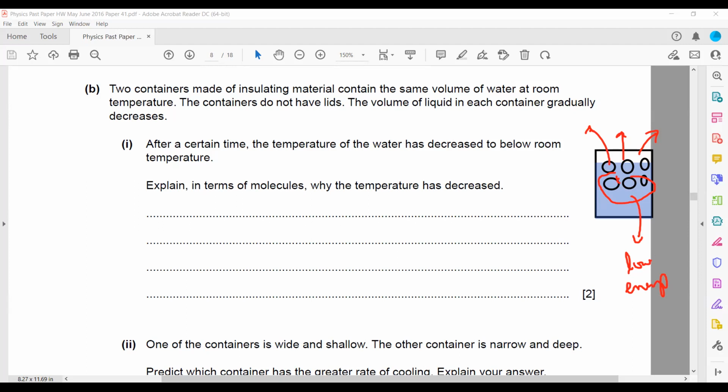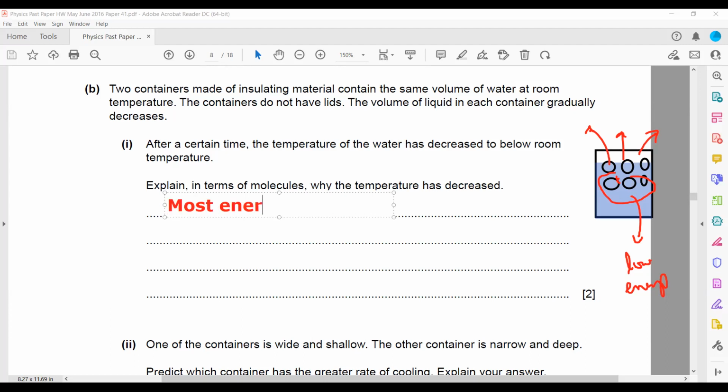So in terms of molecules, we have to explain. What happened? The most energetic molecules at the surface gain energy from the neighbors or from the surrounding, and they leave the surface. As a result, the molecules which are left behind have low energy. That's how it causes a cooling effect. Evaporation is also known as a cooling process.